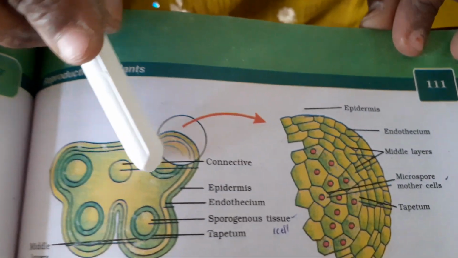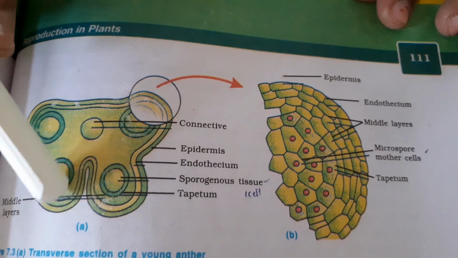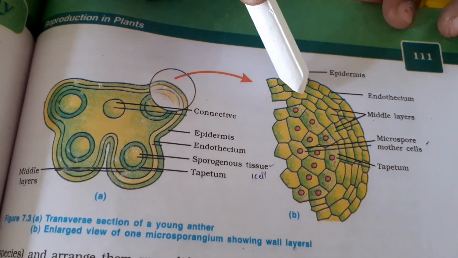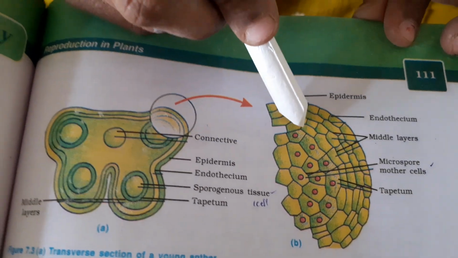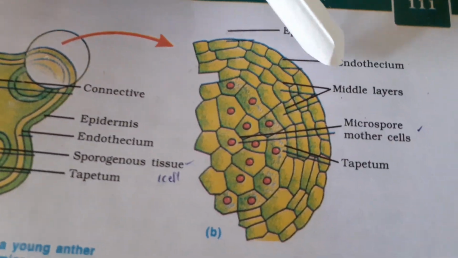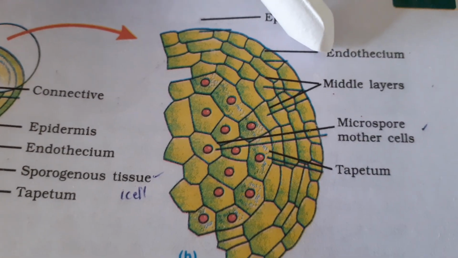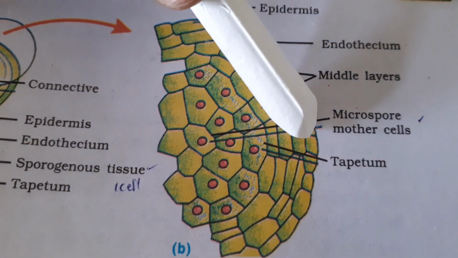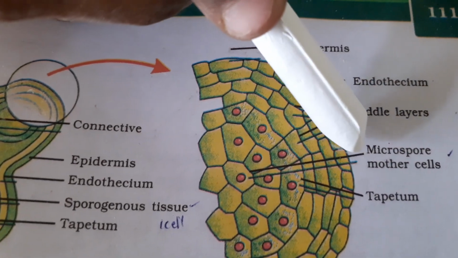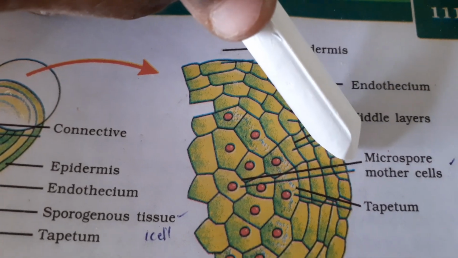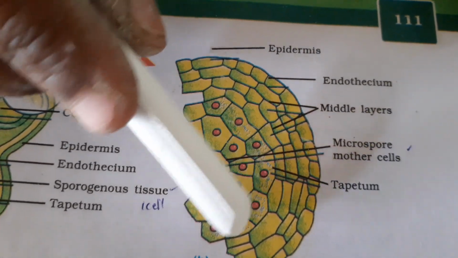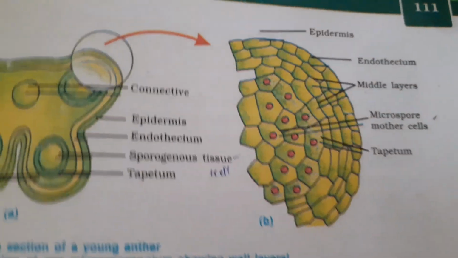See here, these are the microsporangia inside and this is the groove. Here, if you zoom in with the microscope, you will find the epidermis and the different layers: endothecium, middle layers and the microspore mother cells. Microsporangium is the term used for defining the male. So these are the microspore mother cells. The mother cells will later develop into pollen grains.